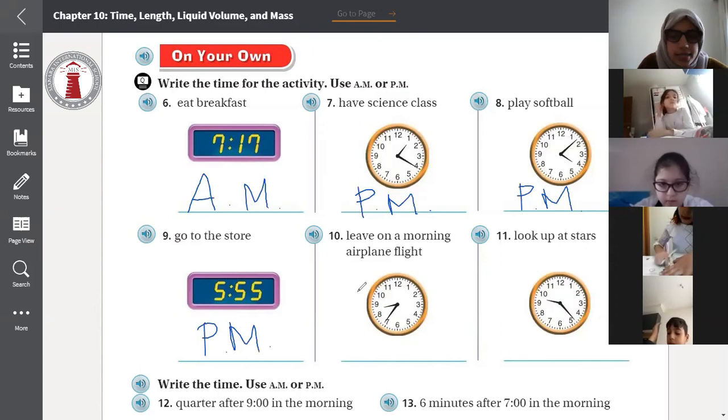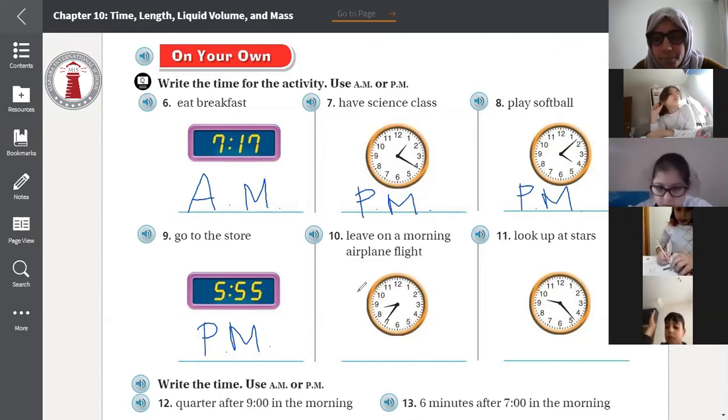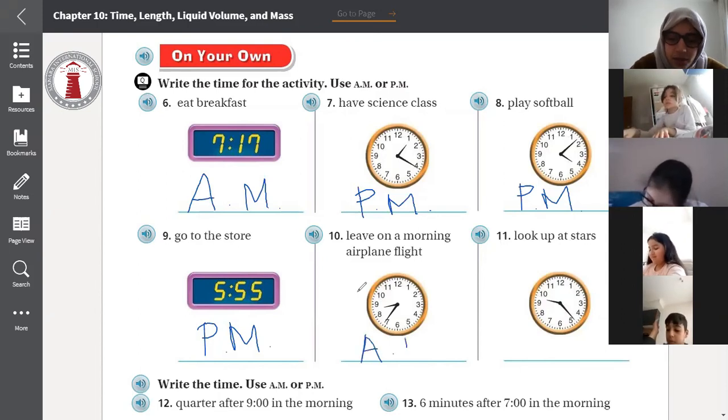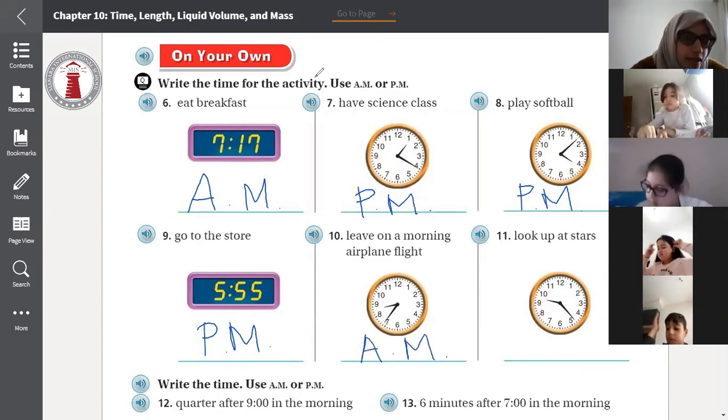Asil, number 10, leave on a morning airplane flight. So is this AM or PM? PM. They said morning. AM. Good job. Because they said morning, we have to put AM. Well done, Asil.